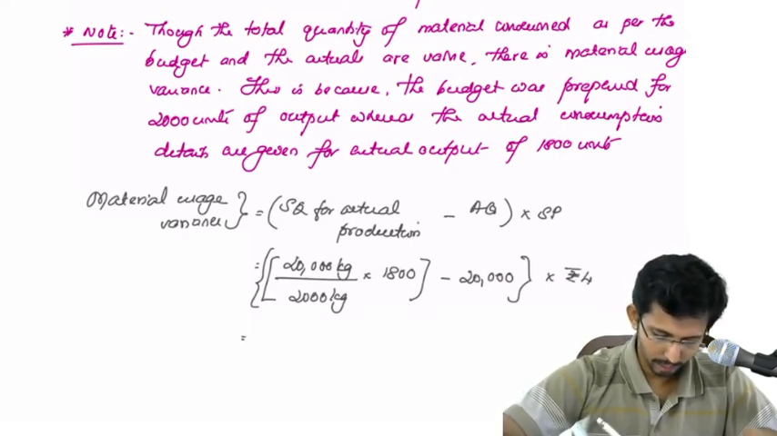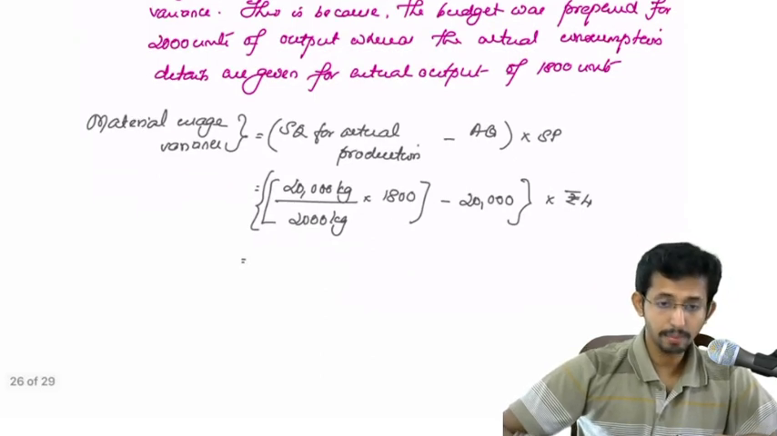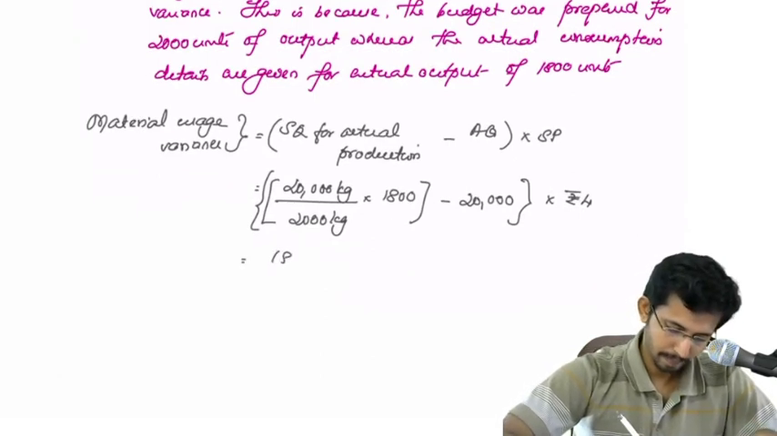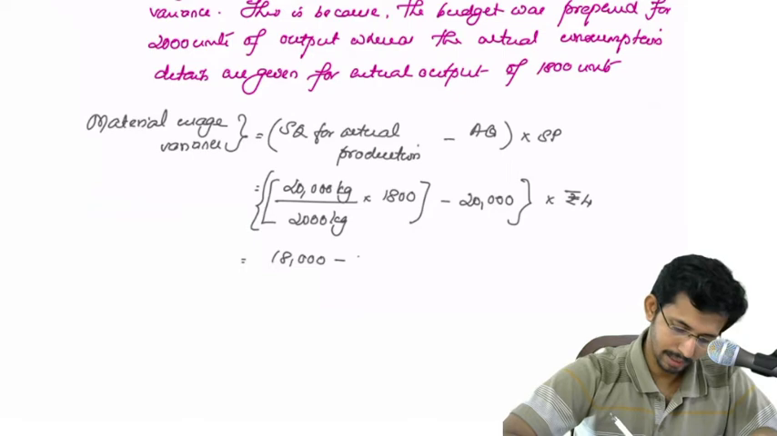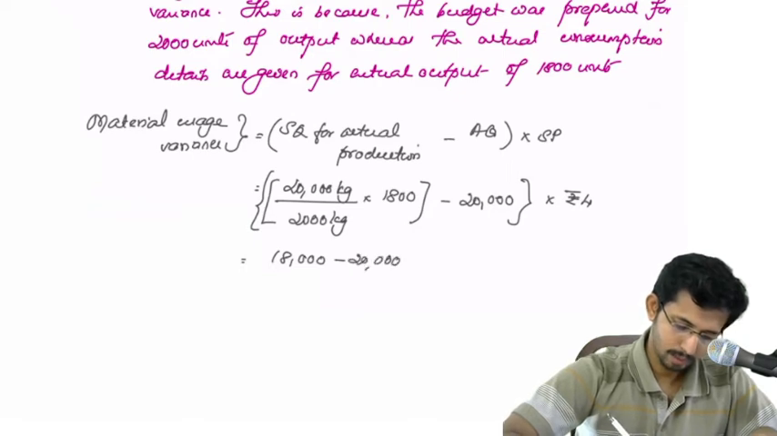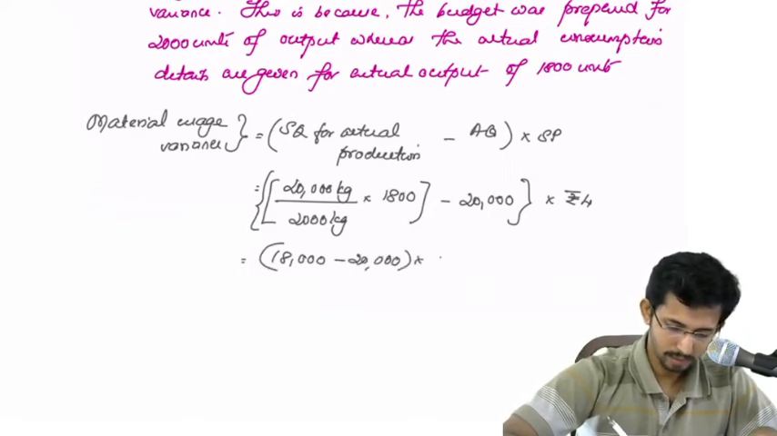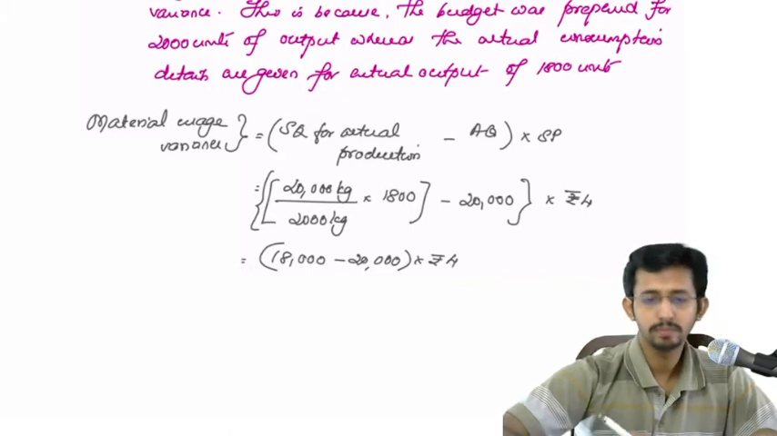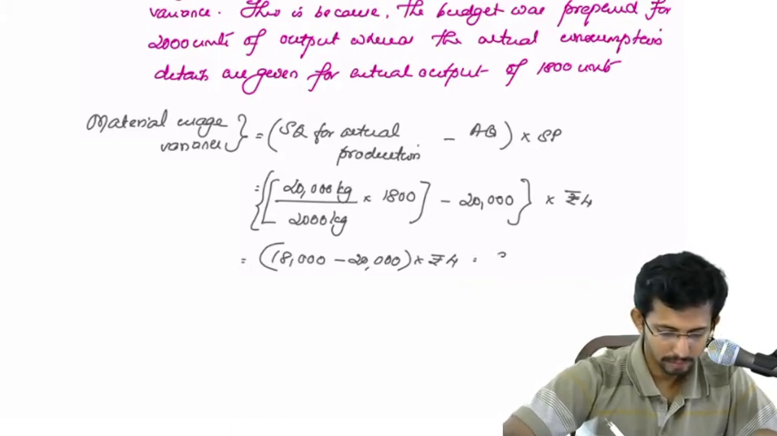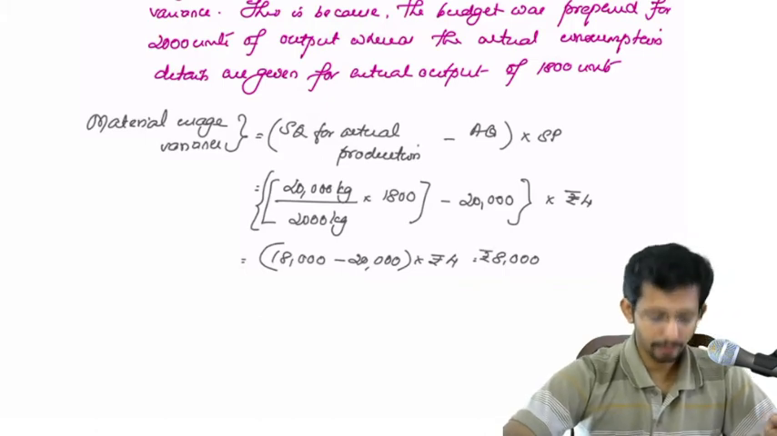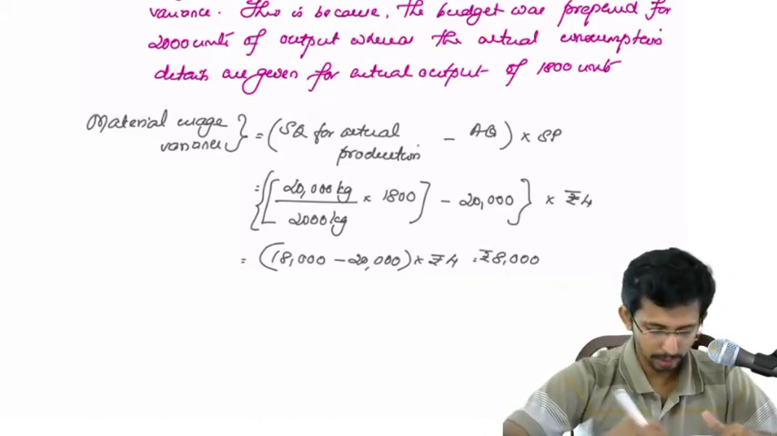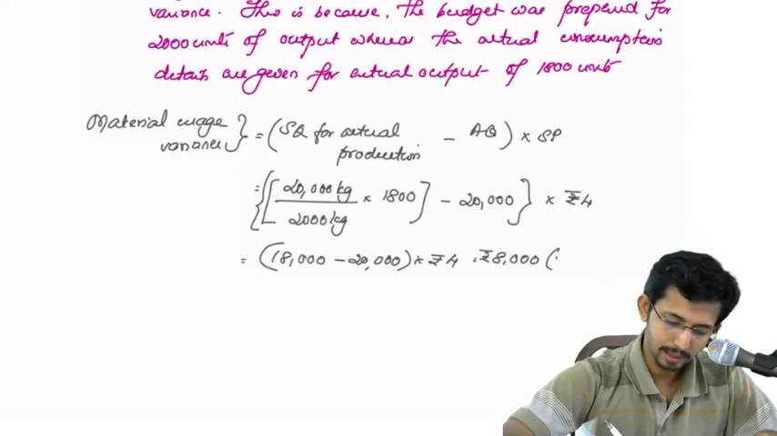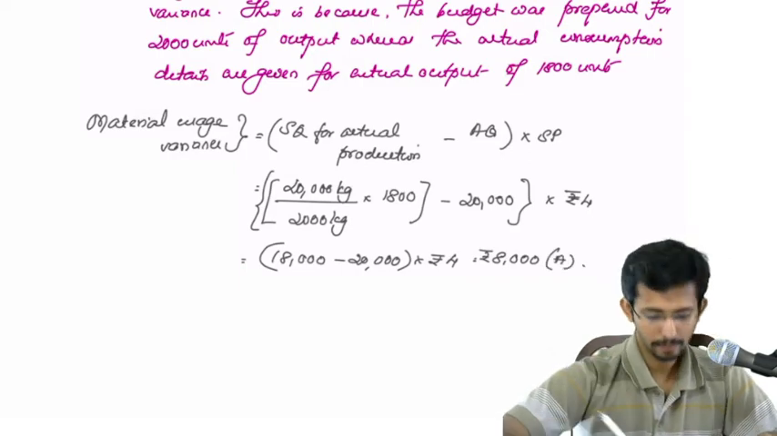So that is equal to 20,000 divided by 2,000 into 1,800, that is 18,000, minus 20,000, into 4. That will give you how much? 8,000. What is adverse or favorable? It will be adverse because you have consumed more than the standard, so it is adverse.